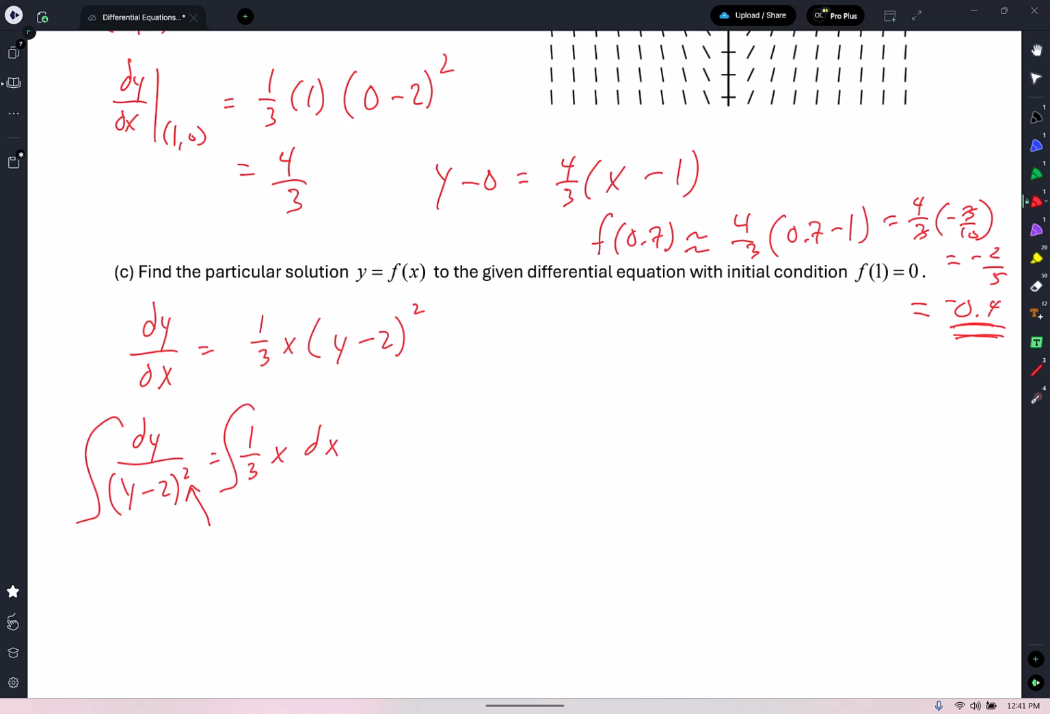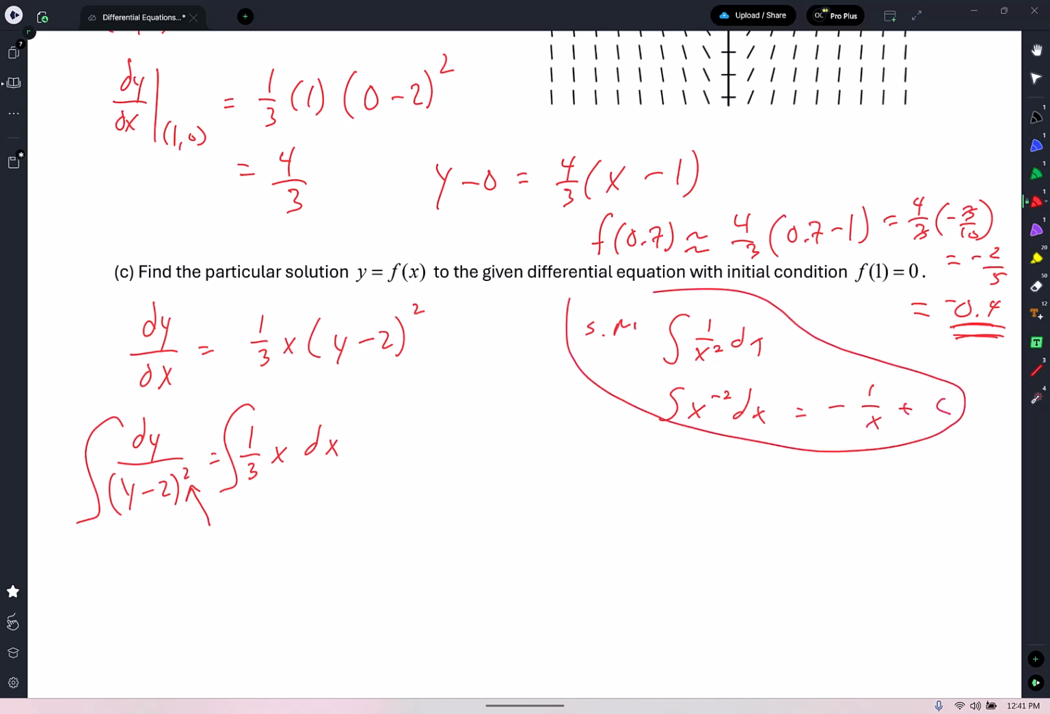Side note, this is like saying the integral of 1 over x squared dx. Remember, that's the same thing as x to the negative 2 dx. So antiderivative: add 1, divide by that number. So x to negative 1 divided by negative 1, so negative 1 over x plus c. This is just a side note. That's the same deal with this. So negative 1 over y minus 2 equals, and I guess you could put plus c there, but don't.